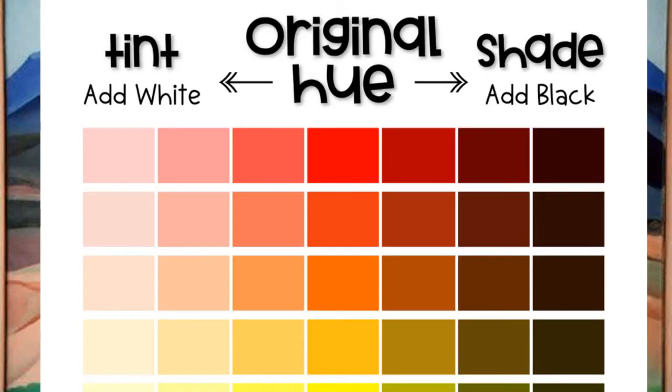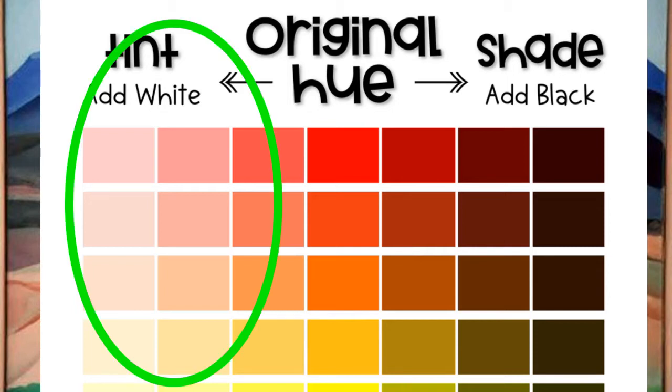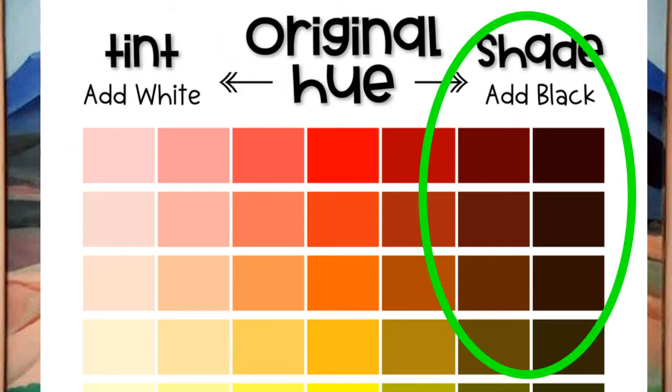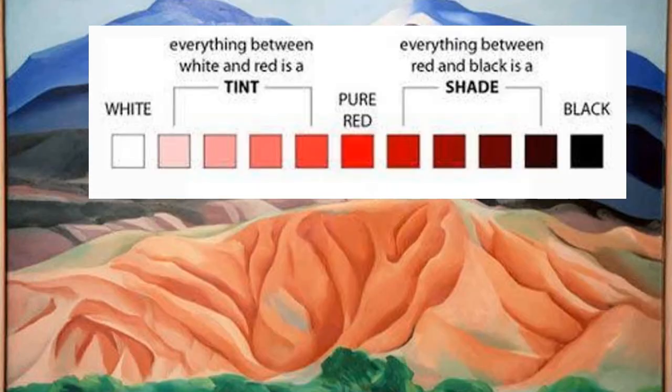These value scales show the regular color in the middle of the scale. Adding white makes the lighter tints. Adding black makes the darker shades. How many of the tints and shades on this value scale can you find in Georgia's Red Mountain? I see 8. Can you identify where each tint and shade is in the mountain, except for the black and the darkest shade?